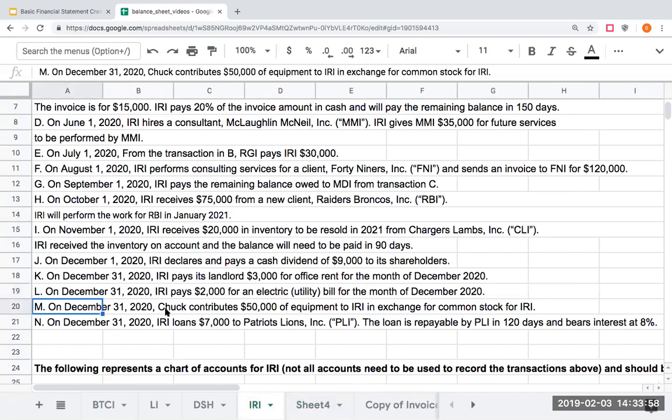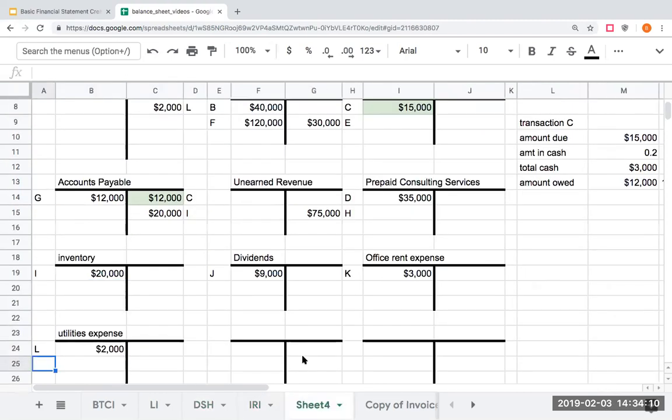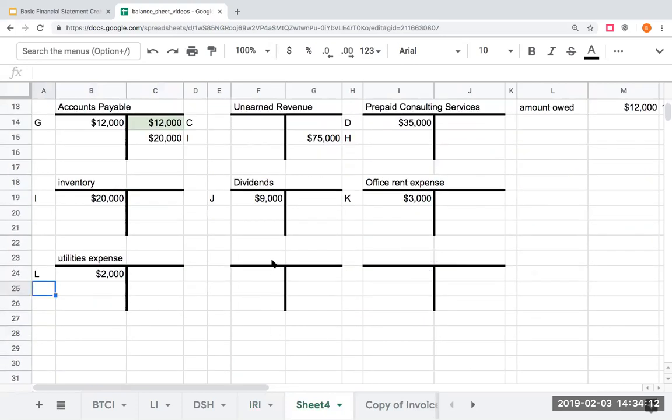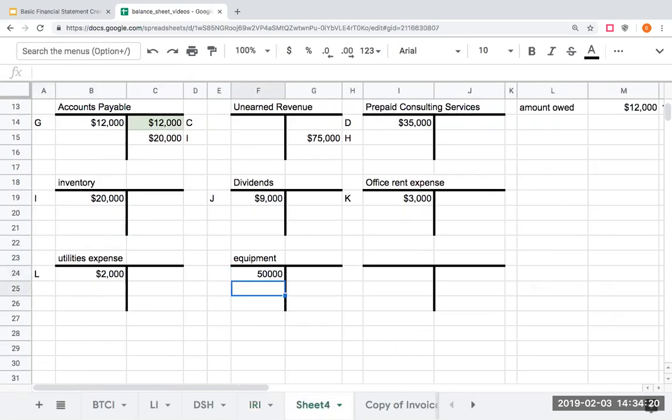Okay, and then here we have on December 31st, so Chuck contributes 50 grand of equipment in exchange for common stock. So what's happening here? Well, if I go over here, I'm receiving equipment. The equipment here was valued at $50,000. I'm receiving equipment, which is an asset. Okay, so this is transaction M.